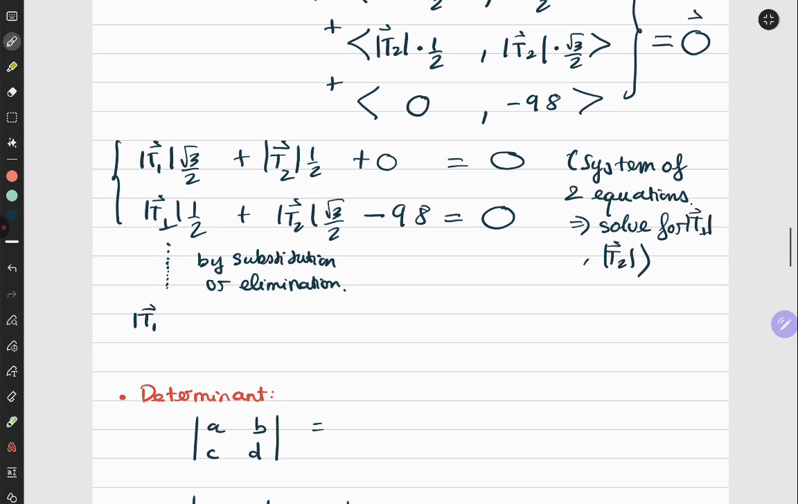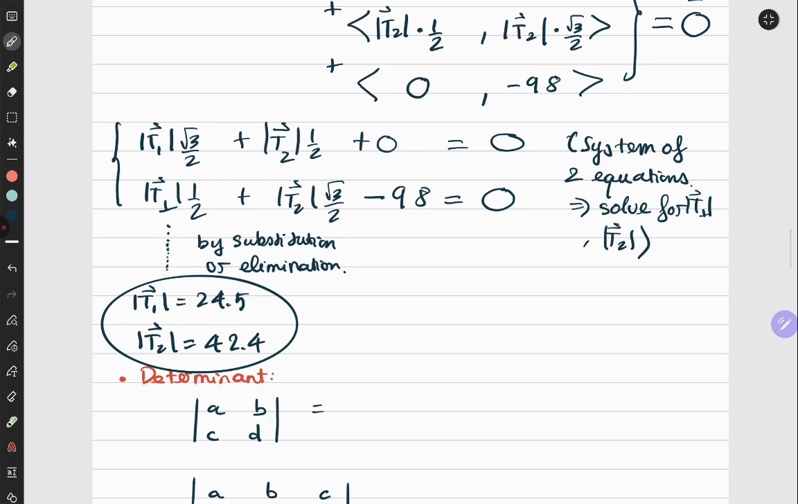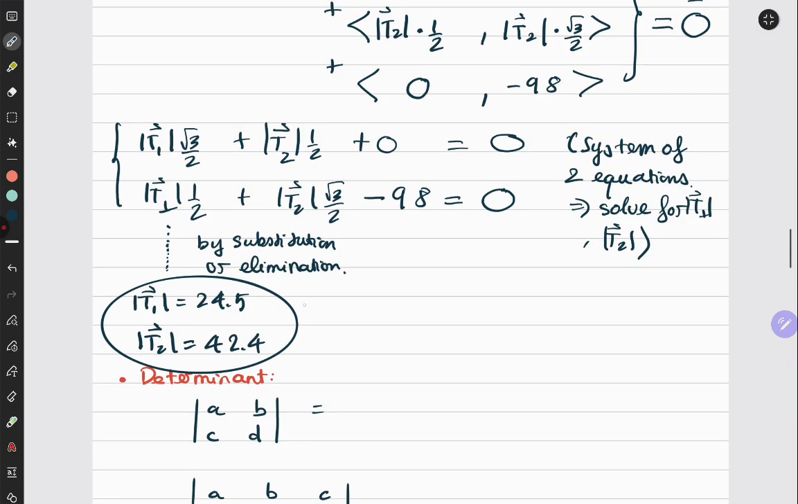you're going to end up with T1. The magnitude of T1 is 24.5, and the magnitude of T2 is 42.4. That is the first solution. Once you have this, you go back and find the vectors T1 and T2. Plug in T1, T2, and you get their vectors.